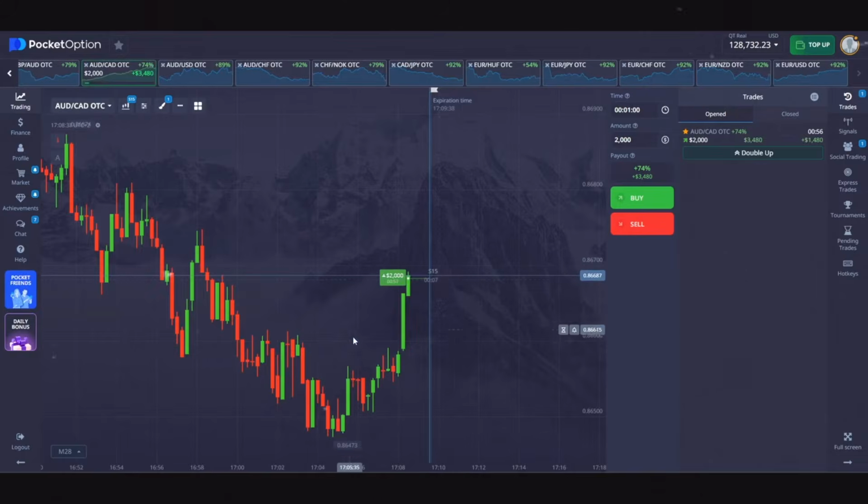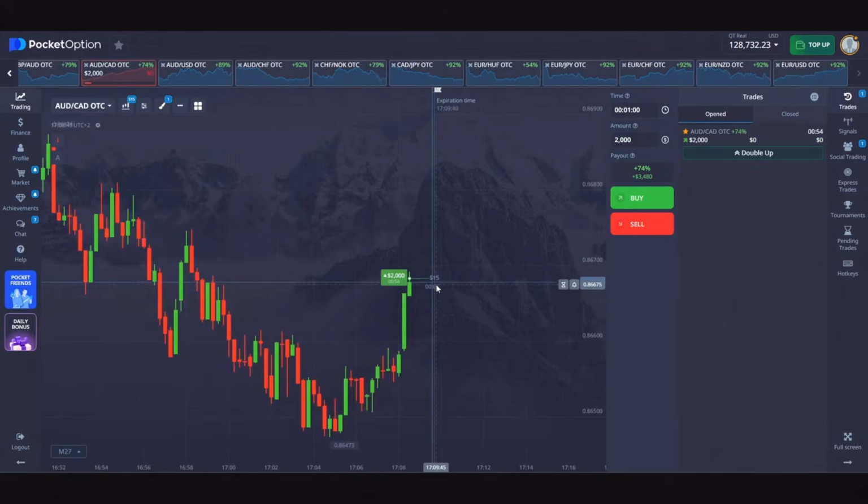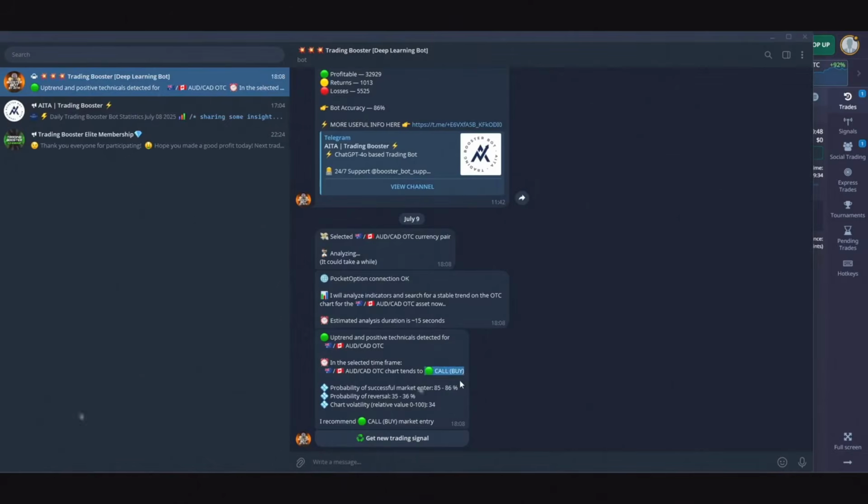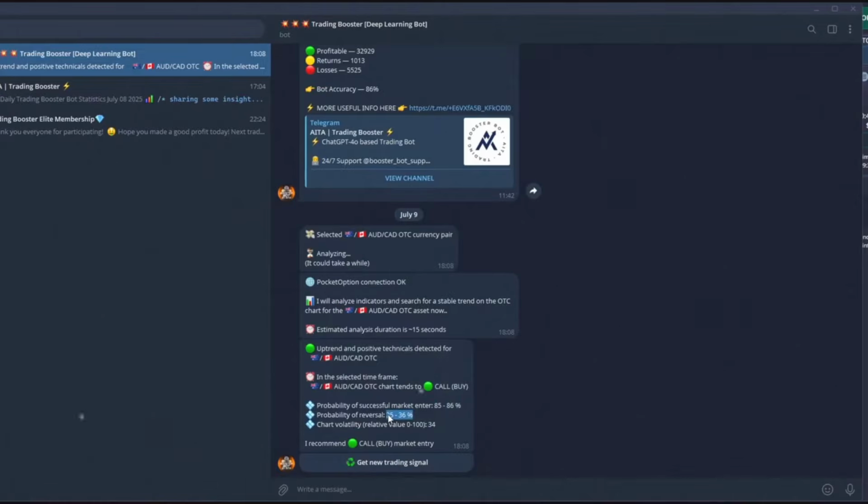If we were trading on a regular financial market right now, I would have skipped this situation, because there's just too strong of a momentum happening at the moment. A buy signal. Everything is clear here. The percentages are good, 85, 86. There's a chance at a reversal, but it's not very high. And by the way, our volatility is 34.